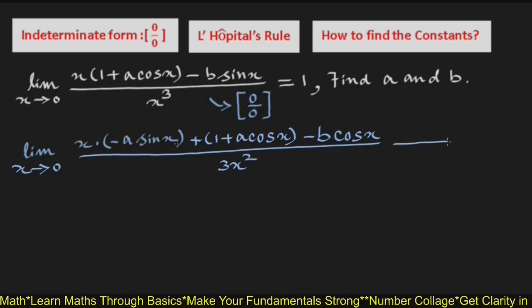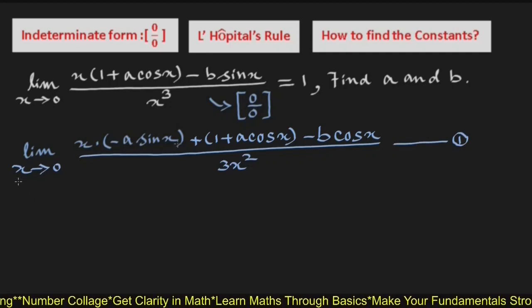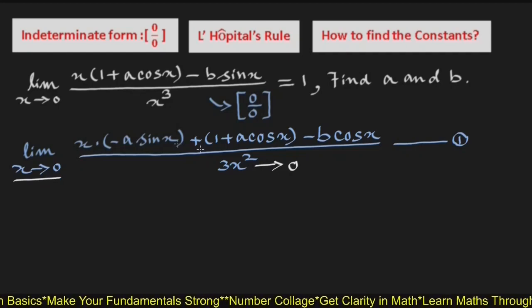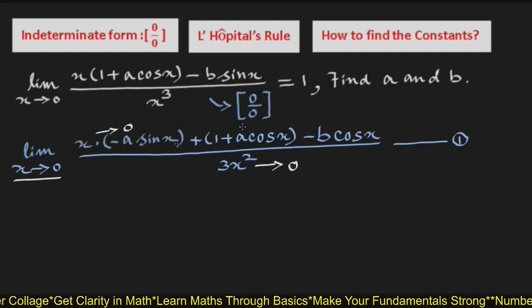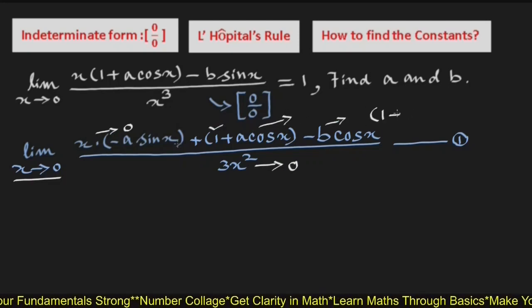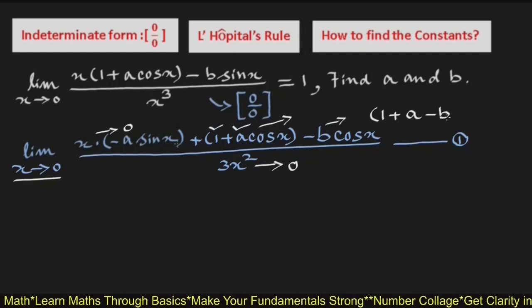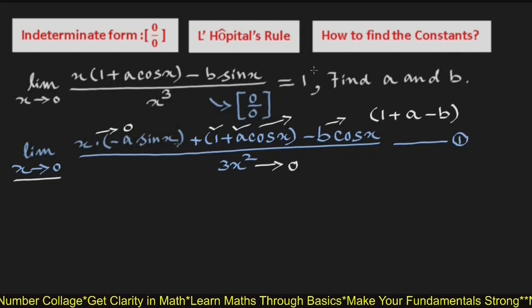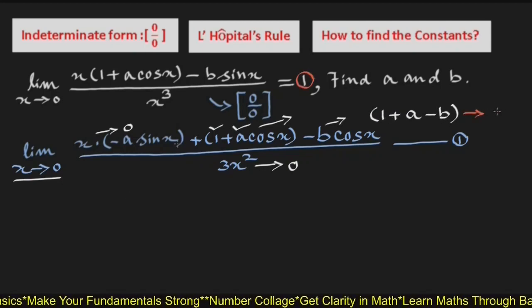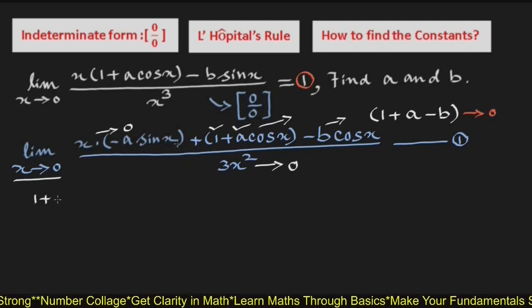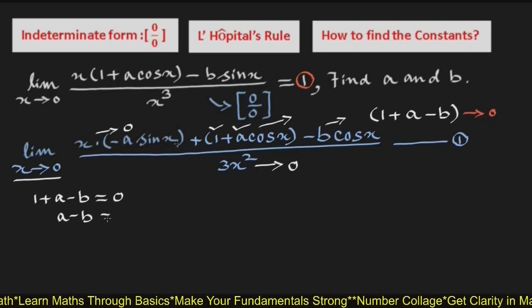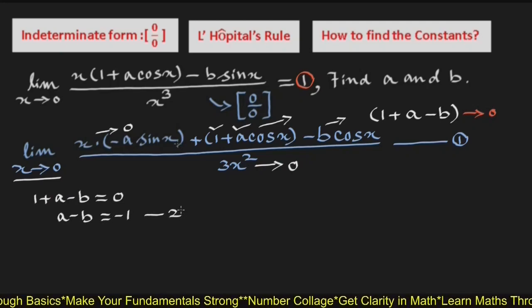We will name this 1. Now here as x tends to 0, denominator 3x square tends to 0 and the numerator, this part tends to 0, and these two parts together will tend to this 1 plus this a minus b, but this limit is finite and given to be 1. Therefore this numerator 1 plus a minus b will tend to 0. So we will write 1 plus a minus b equals 0. That gives a minus b equals minus 1. We will name this equation 2.